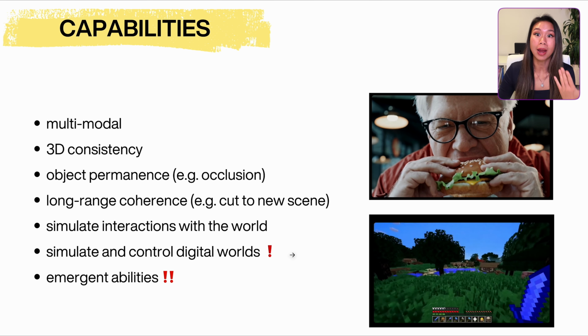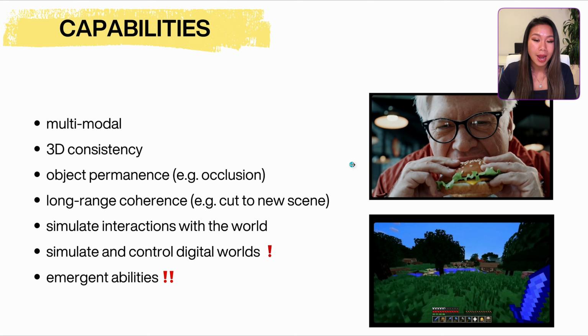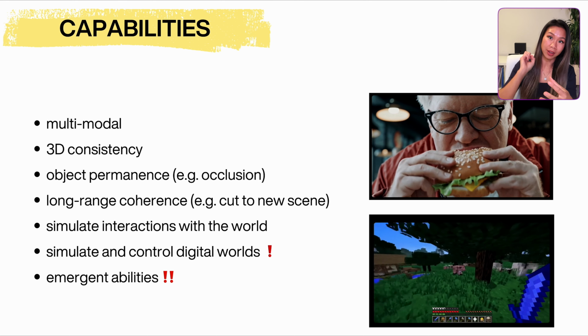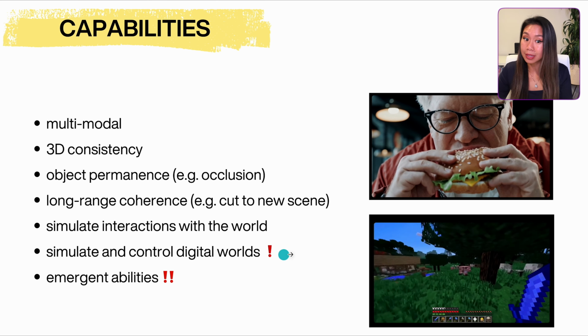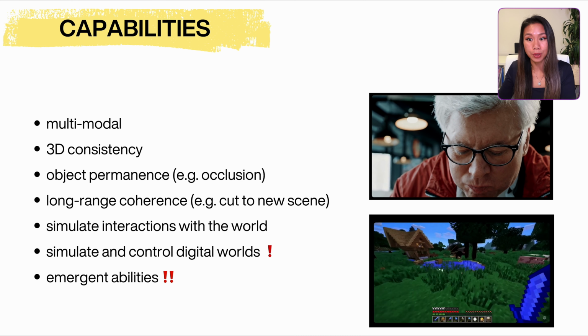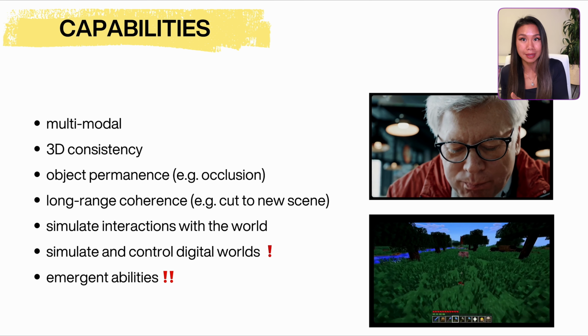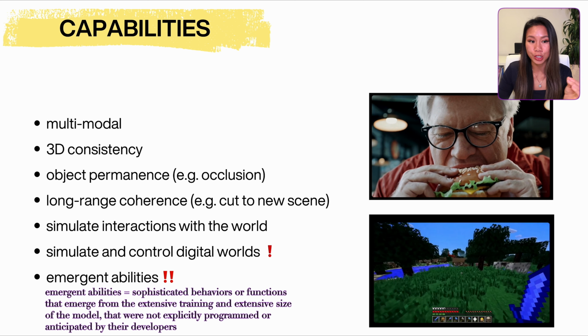Sora can simulate interactions with the world. So in this example here, the man is eating the burger and the burger loses a chunk of it. This ability here is also pretty crazy. Sora can generate digital worlds like Minecraft and control the player and generate the world according to how the player plays. Sora is also the first vision model to exhibit confirmed emergent abilities.